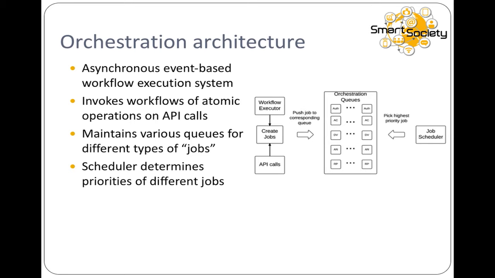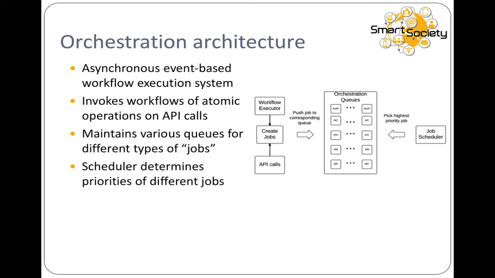The Orchestration Manager uses a completely asynchronous event-based workflow execution system. So basically you have a workflow executor which fetches different individual small activities, also called jobs, that have to be executed on the platform to enact certain workflows. So you have different orchestration queues for different types of jobs, for example, authentication, access control, document validation, and so on.